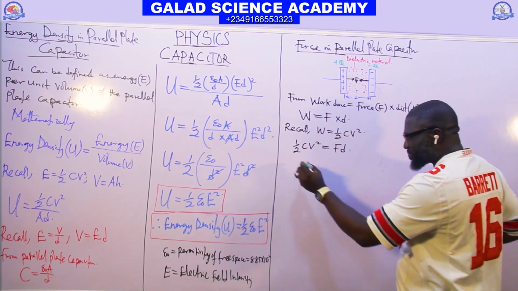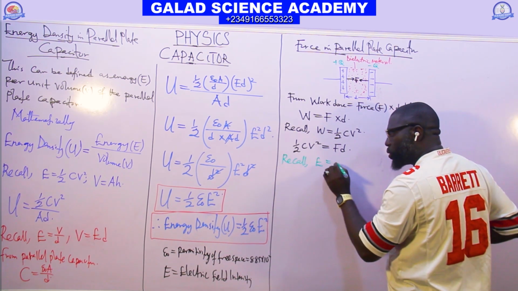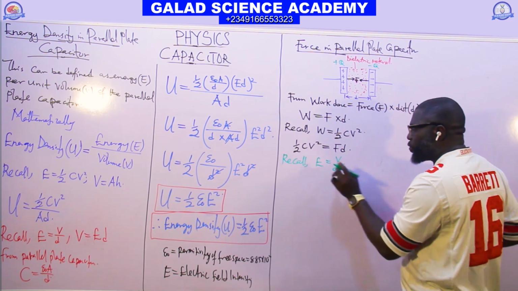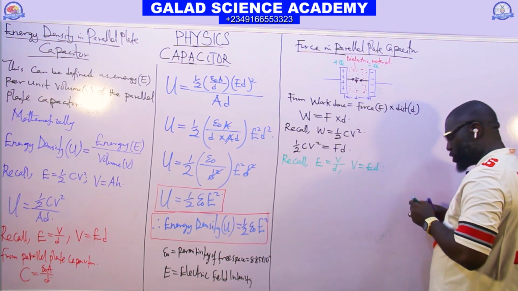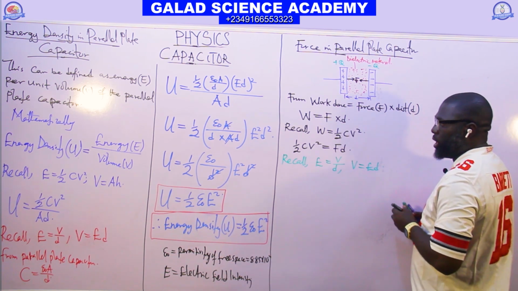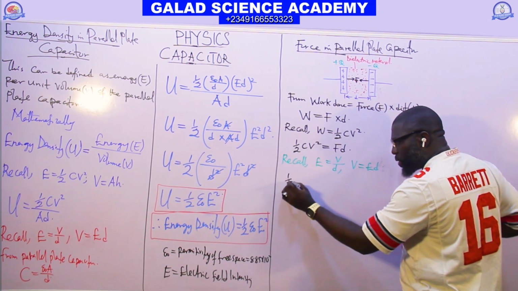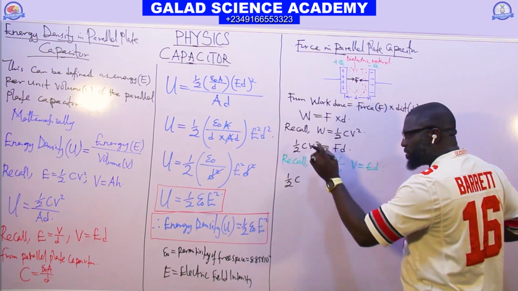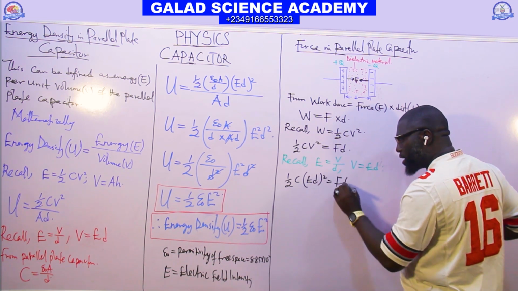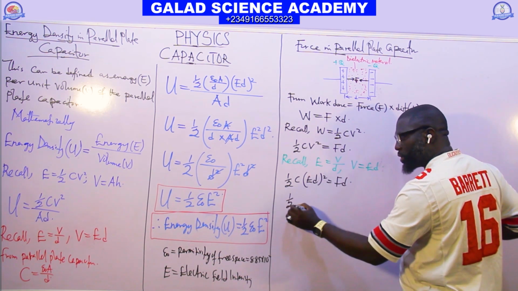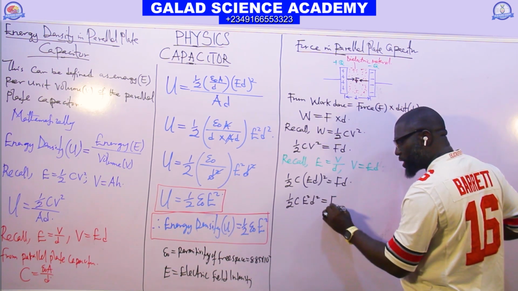And again, we can also recall that, since I want to remove V, E equals V over D. From this expression, V equals ED. So let's substitute for this V here. We have 1 over 2 C. What is my V now? V is ED, everything squared, equal to FD. By opening the bracket, we have C times E squared D squared equal to FD.